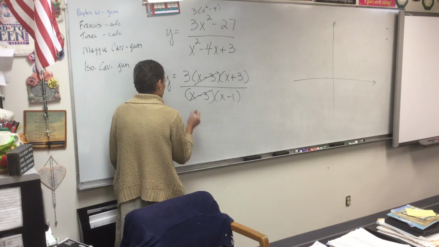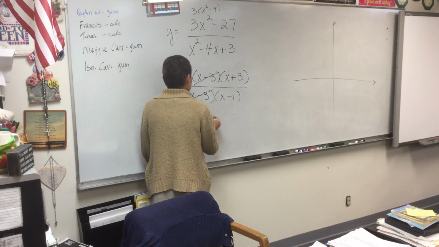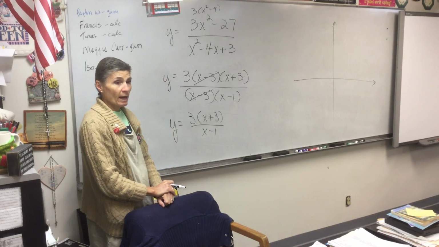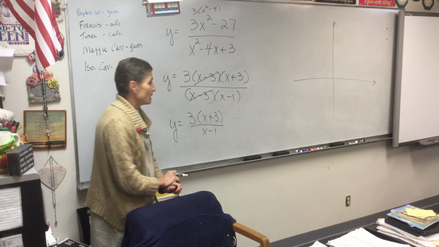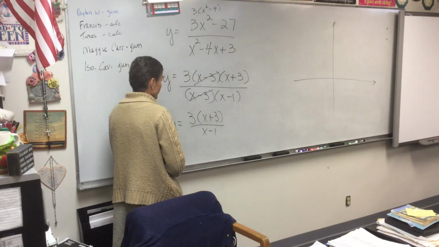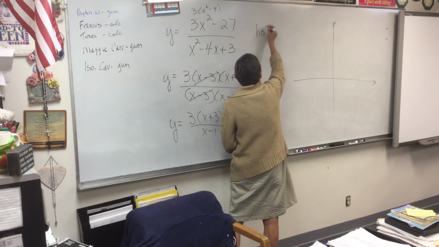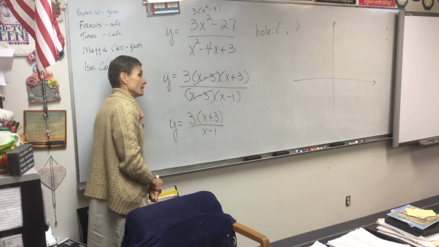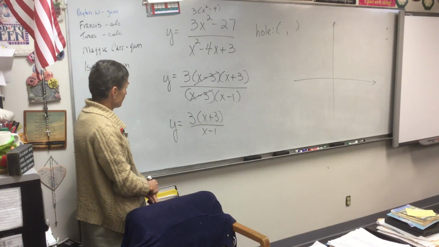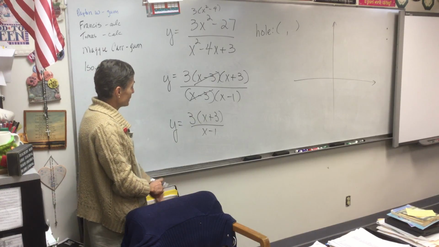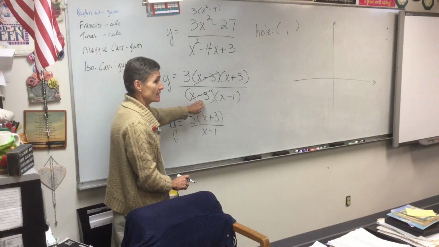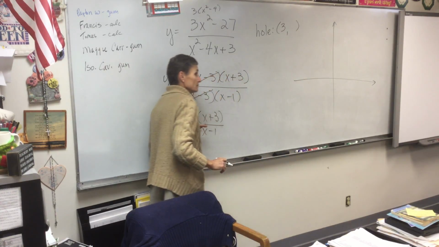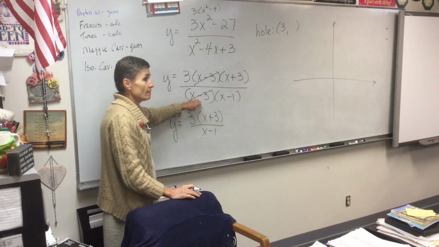So we are actually going to sketch 3 times x plus 3 over x minus 1. That's what we're actually going to draw a picture of. But before I get too far into it, I want to go ahead and graph my hole. I have a hole. The hole is a point. And where will that point be? What did I cancel out? I canceled out a 3. So my hole will be at 3. That's what I canceled out, right?